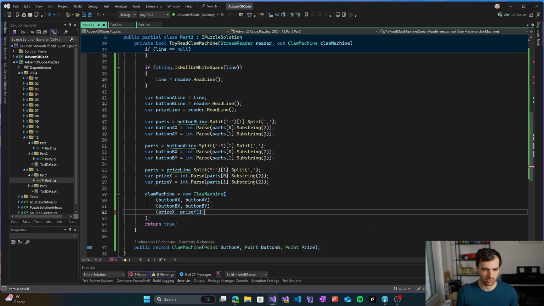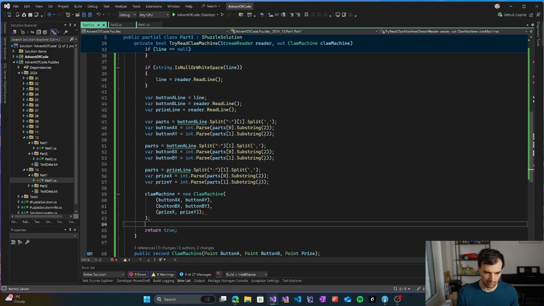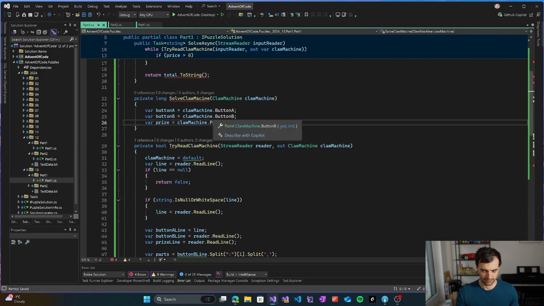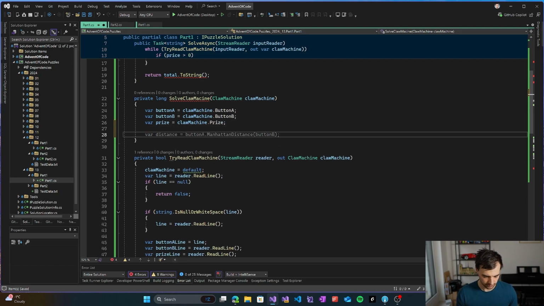So that's our claw machine. We return it and we're done. So now that we have it, we need to solve the equation. So the equation looks like this.